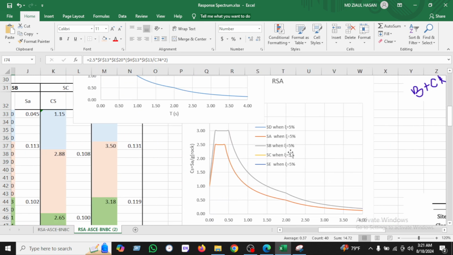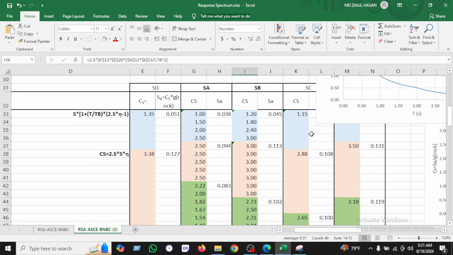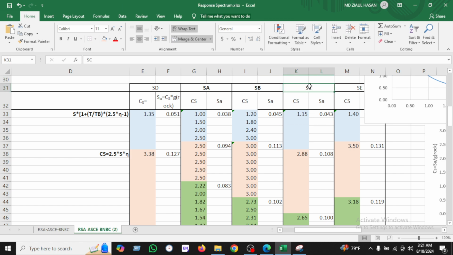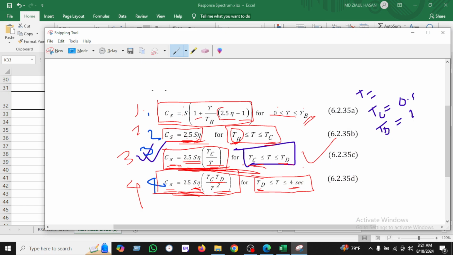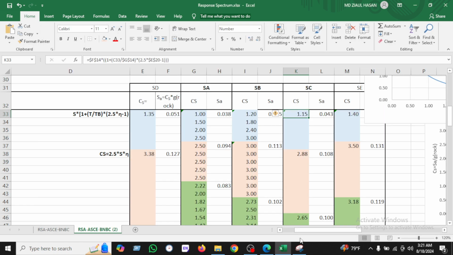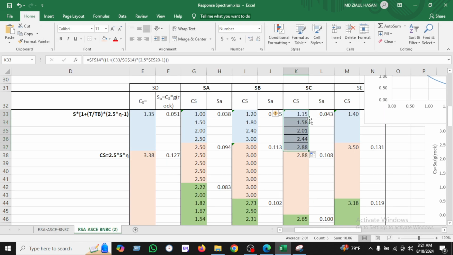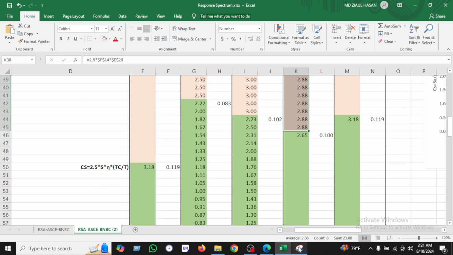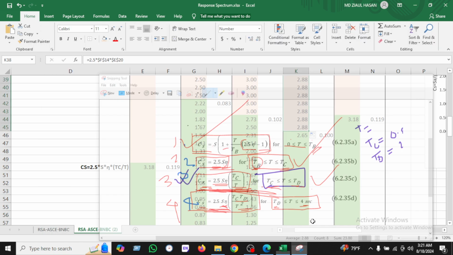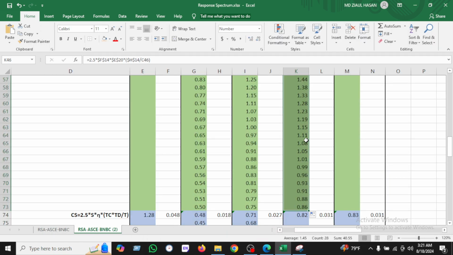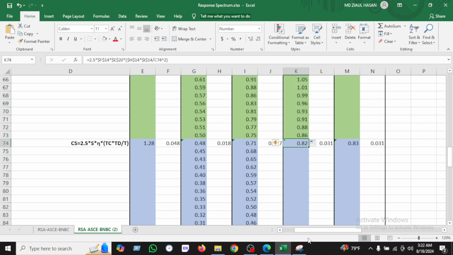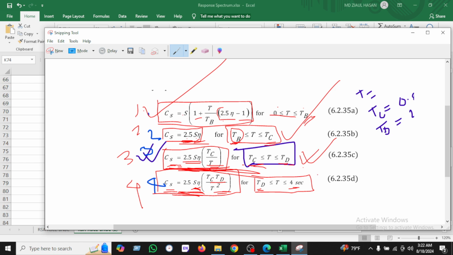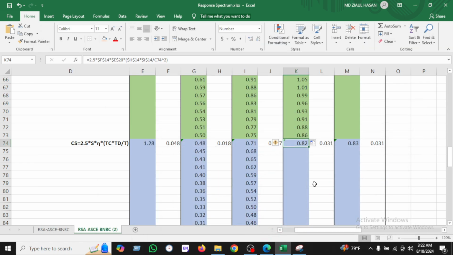In the same way I have used Sc. The first formula is here, and the second formula is applied. This is the second formula, and this is the third formula I have applied, and this is the fourth formula we have applied here.